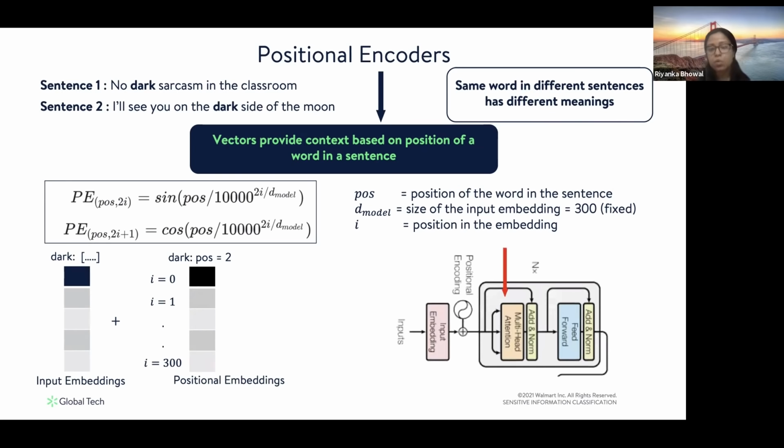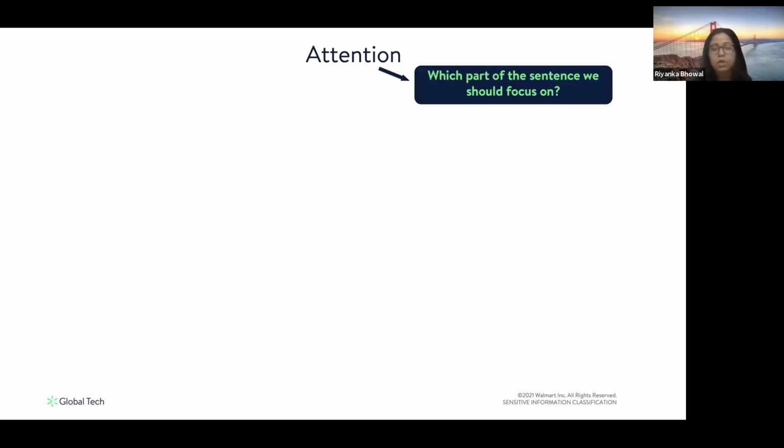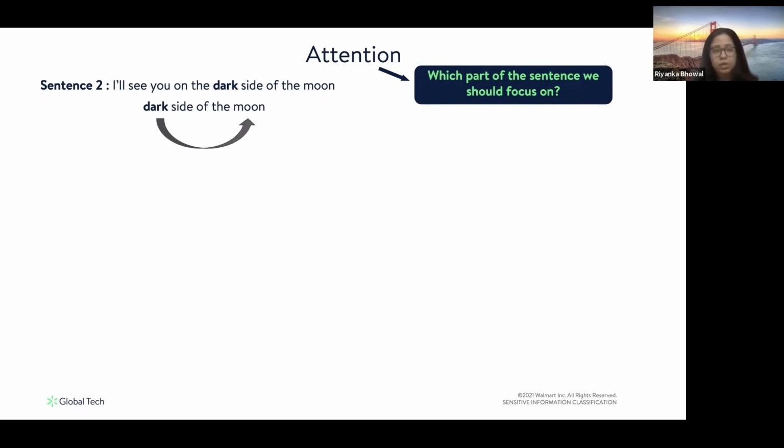Right. Now we go to the multi-head attention. So what attention does is it tries to tell us which part of the sentence we should be focusing on. So suppose we have this sentence 2, "I will see you on the dark side of the moon," and we take a segment of this sentence, which is "dark side of the moon." Now we know that the first and the last part should be focusing on each other. Like dark is more related to moon.